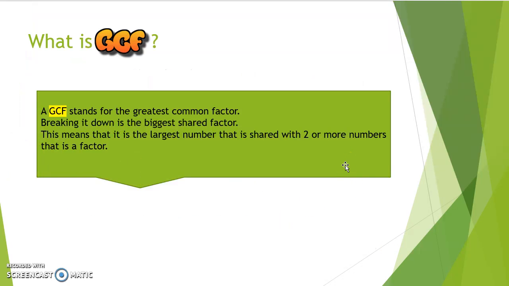Number 1. What is a GCF? GCF stands for the greatest common factor. Breaking it down means the biggest shared factor. This means that it's the largest number that is shared with two or more numbers. That is a factor.